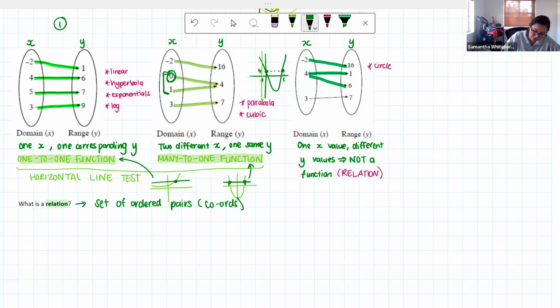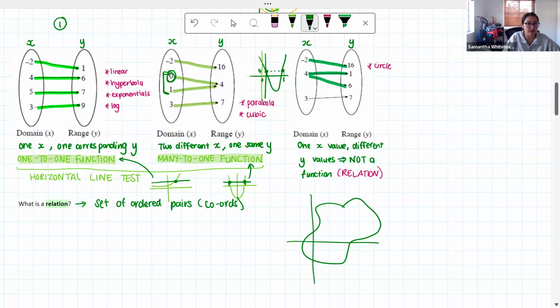You could have a group of ordered pairs that give you a weird sort of shape like that. That's still a relation. It represents a relationship between x and y. It's definitely not a function because it fails my vertical line test by passing through twice, but it is still a relationship. Same as a circle, still a relation, still expressing a relationship between x and y. It's just not a function because it's cutting through twice.